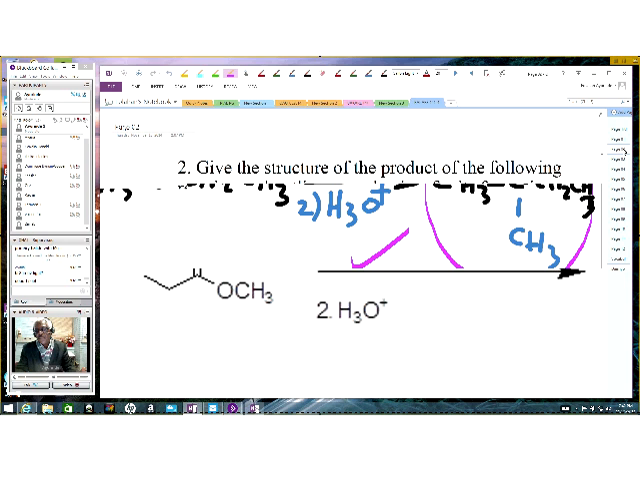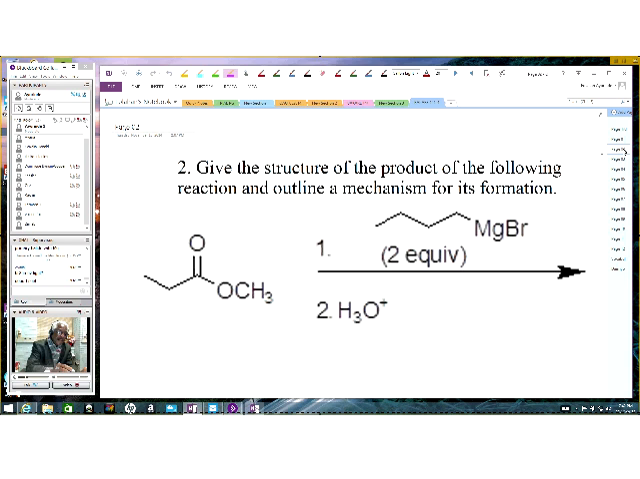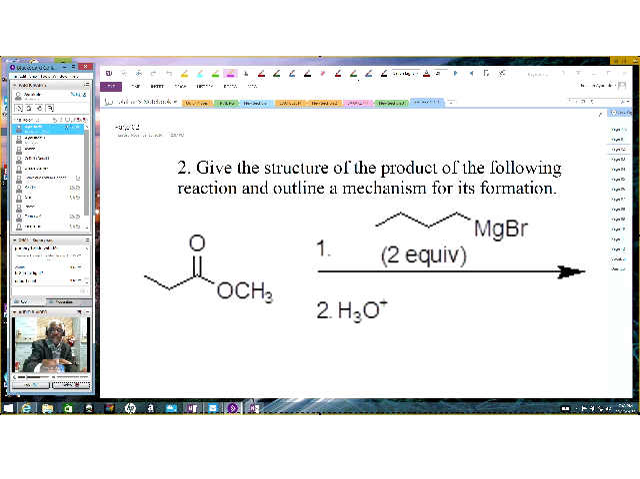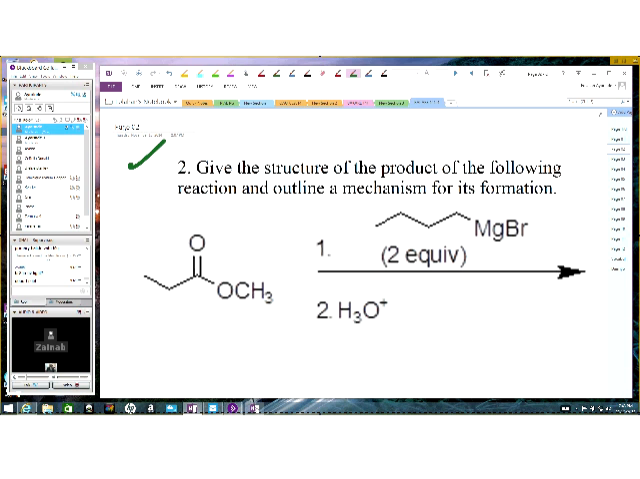Okay, if your mic is working and you have not spoken to me today, can you pick up the mic and read this question for us? Give the structure of the product of the following reaction and outline a mechanism for its formation. Okay, excellent. That's Zainab. Thank you. Okay, so as Zainab has read for us, it says, give the structure of the product of the following reaction and outline the mechanism for its formation.